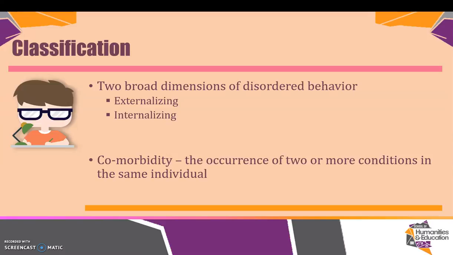We would have touched on comorbidity previously, and it simply means where you have two or more conditions occurring together. So a student might be both internalizing and externalizing, or an emotional behavioral disorder might exist with one of the categories that we spoke about before, for example, a learning disability or a physical impairment. Then when you have that occurrence, that is referred to as comorbidity.